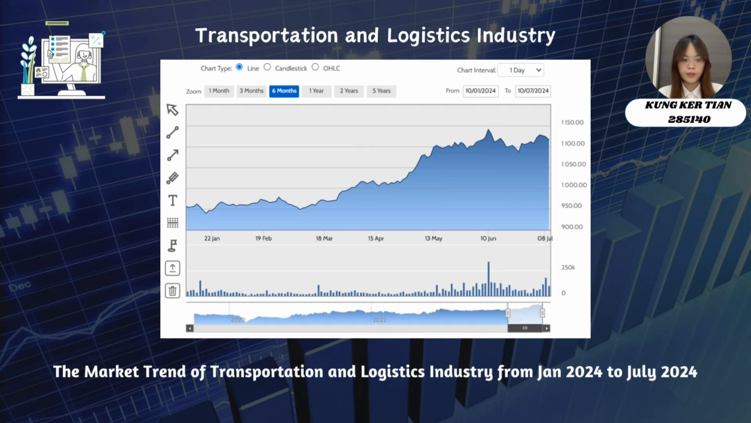There was a reasonable upward trend in the transportation and logistics sector from January to July 2024, and we had chosen Pos Malaysia Berhad for our research. In a constantly changing landscape, the logistics industry is propelled by technological advancement, process automation, and also environmental sustainability. To succeed in this highly competitive era, logistic companies must quickly embrace innovative technologies, advanced processes, and also strategic methodologies.